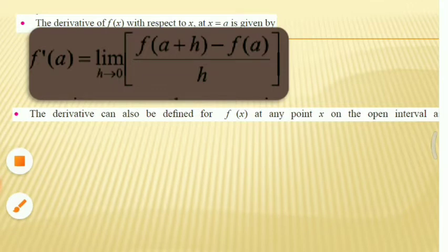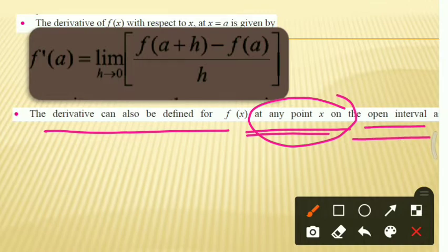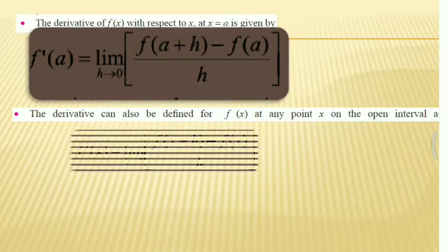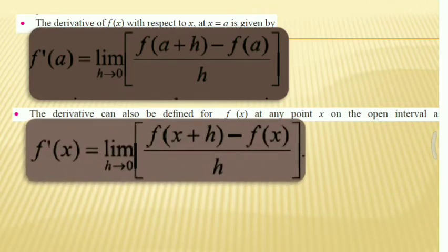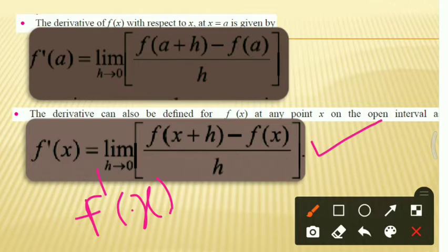Now, the derivative can also be defined for f of x at any point x. Suppose for any point x, the derivative of a function f of x on an open interval is given by f dash of x is equal to limit h tends to 0 f of x plus h minus f of x divided by h, and this is known as first principle of derivative or derivative by using first principle. And here f dash of x is the notation of derivative of f of x with respect to x.